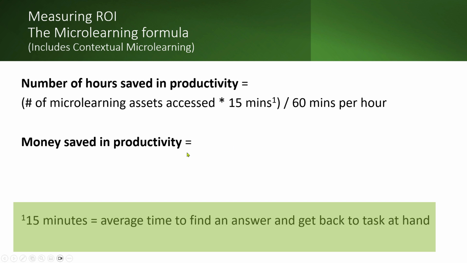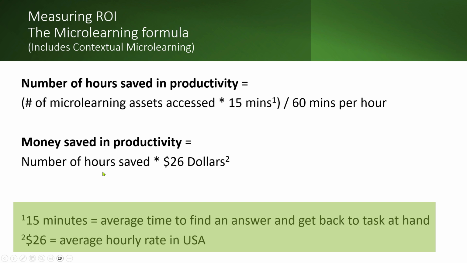The second one here is money saved in productivity. Number of hours saved, which is the result of the first formula, times $26. $26 is the average hourly rate in the USA for a person who will be providing support. Okay, so that's how this is calculated. The average hourly rate times number of hours equals money savings in productivity.